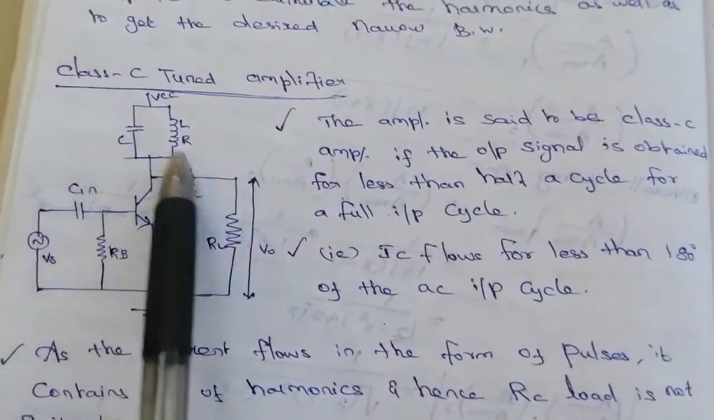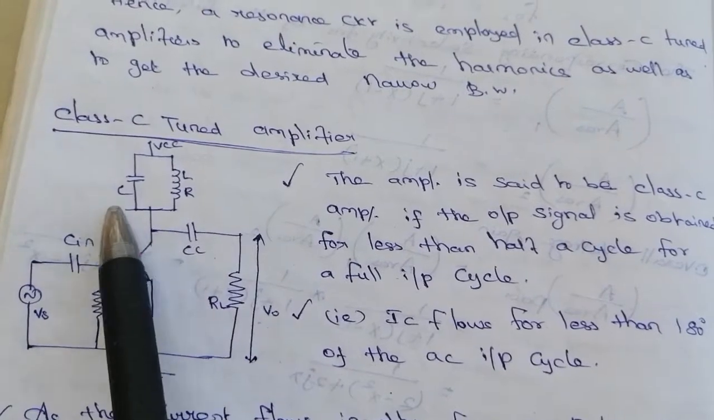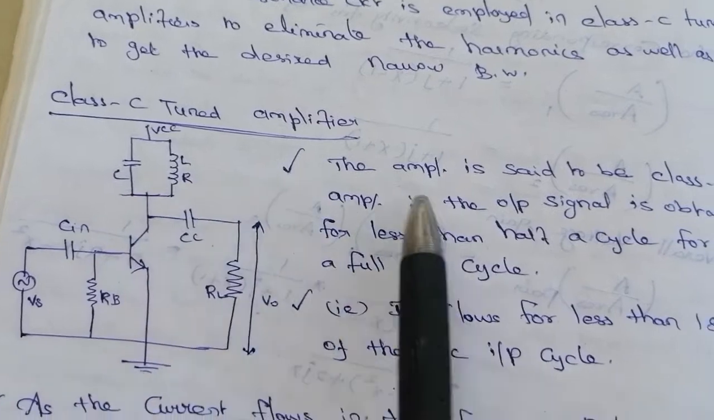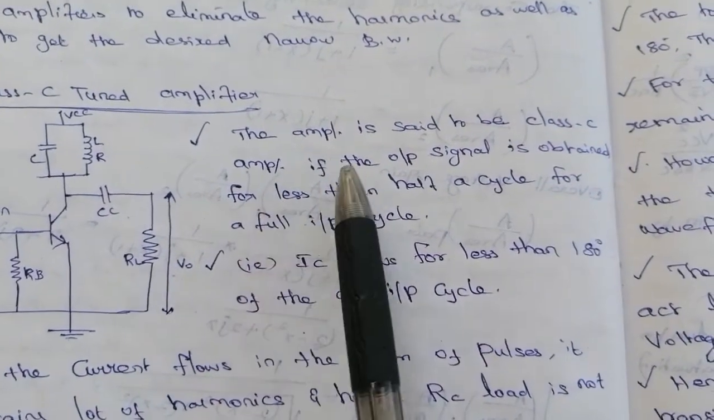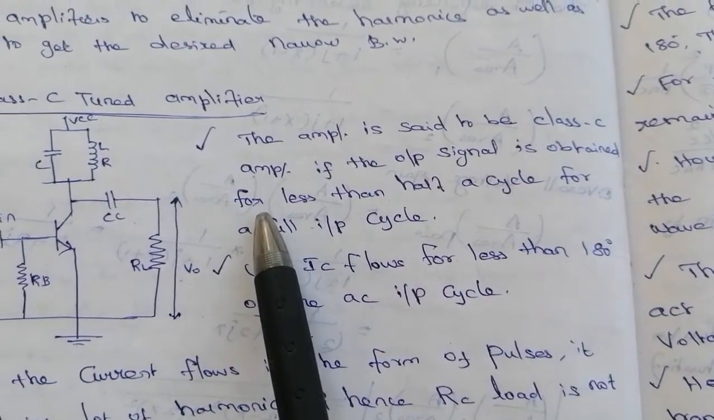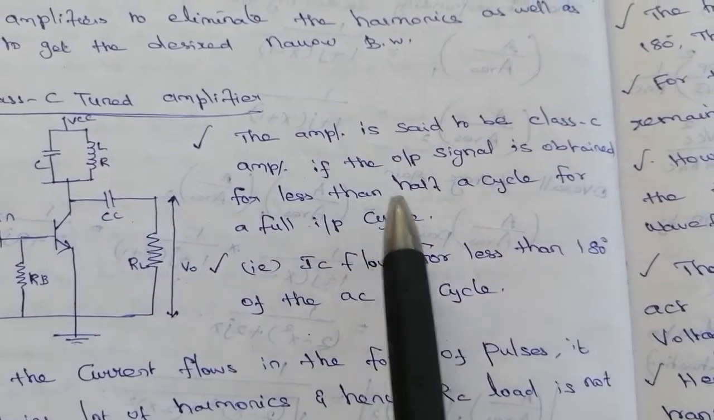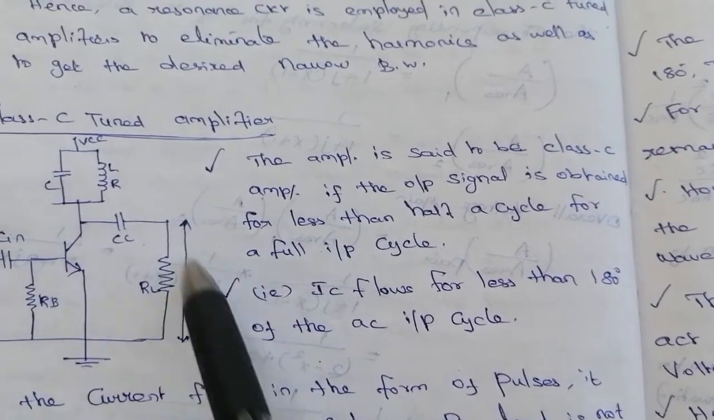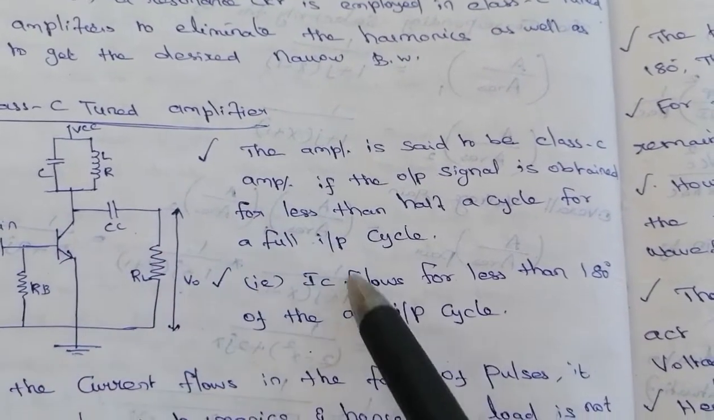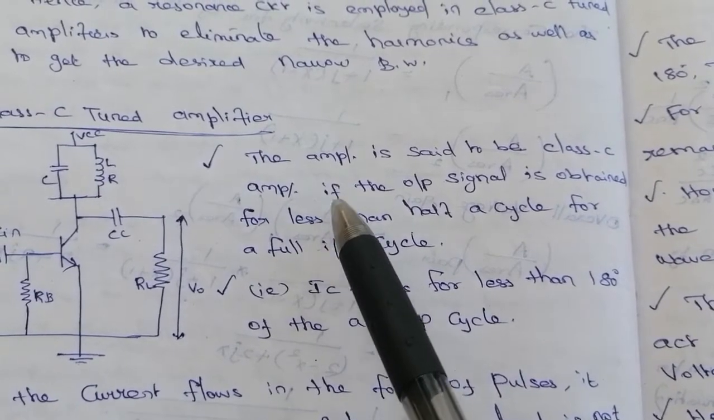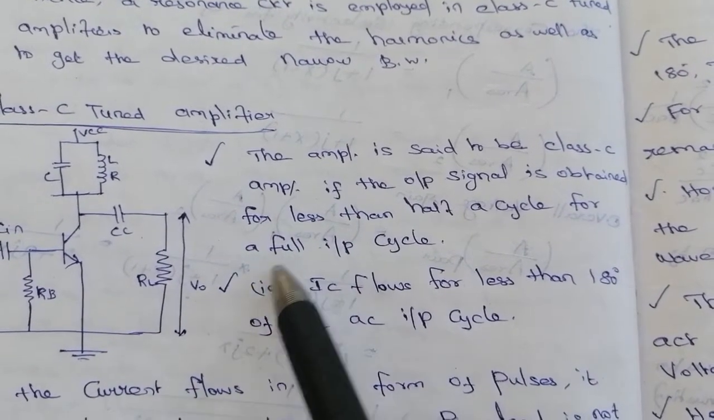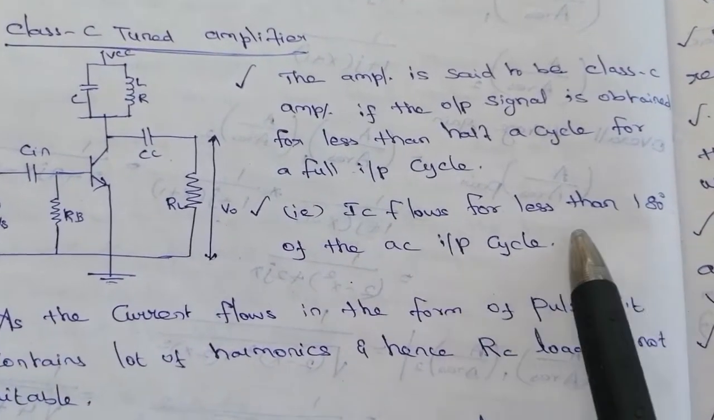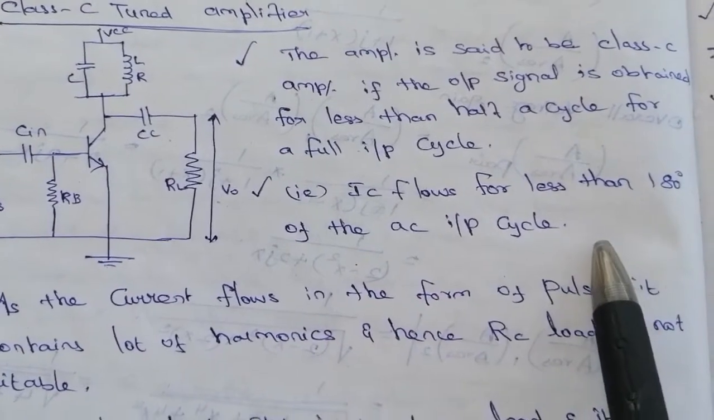This is the circuit diagram of class C amplifier. The tank circuit is used as a load resistance. The amplifier is said to be class C amplifier if the output signal is obtained for less than half a cycle for a full input cycle. The input is a full 180 degree sine wave, right? The output obtained in a class C amplifier is less than half a cycle, less than 180 degrees. The collector current flows for less than 180 degrees of the AC input cycle.